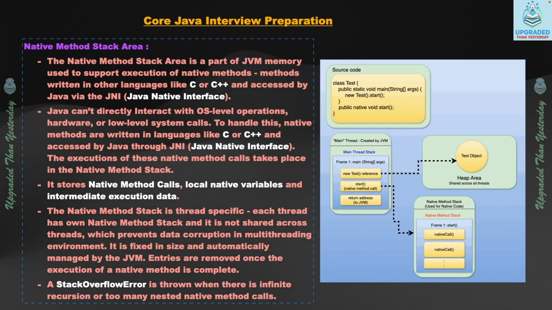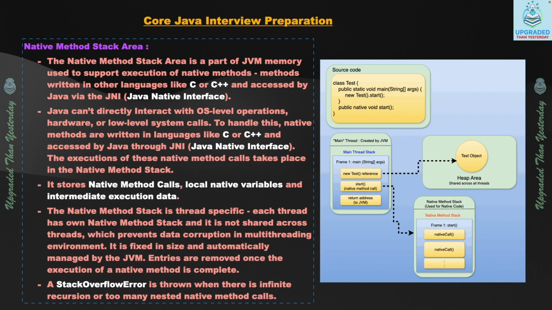Java cannot directly interact with OS level operations, hardware, or low level system calls. To handle this, native methods are written in languages like C or C++ and accessed by Java through JNI, that is Java Native Interface. The execution of these native method calls takes place in the native method stack. The native method stack area stores the following: native method calls, local variables of native methods, and intermediate execution data.